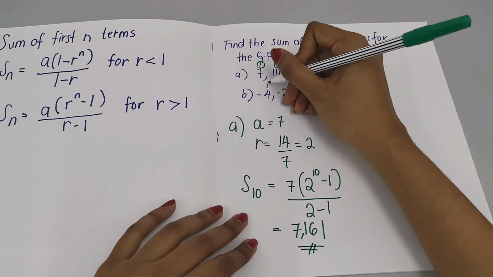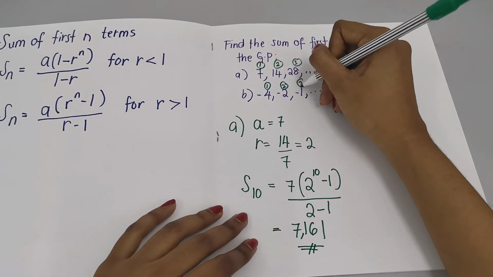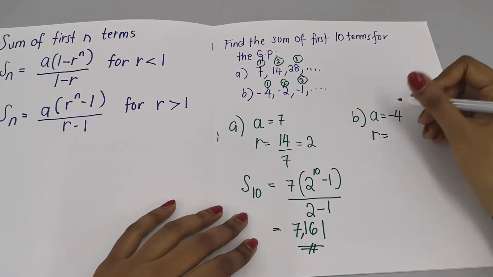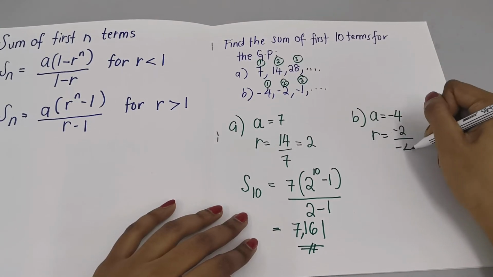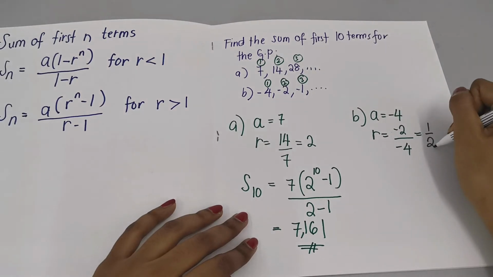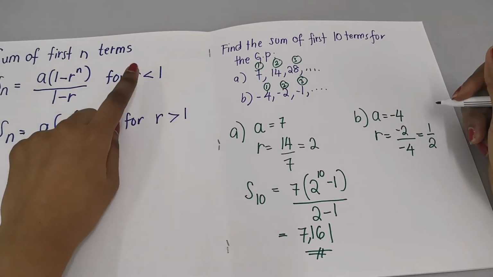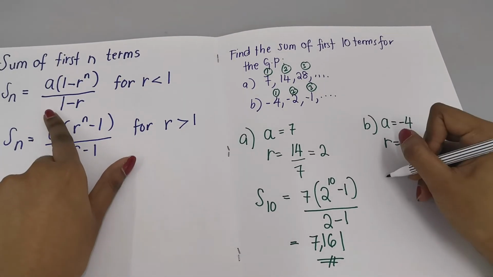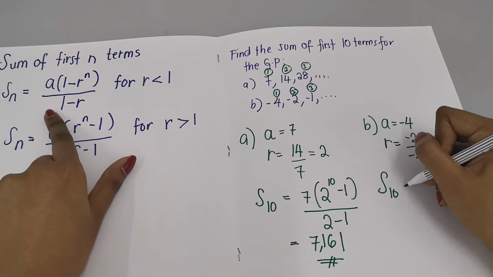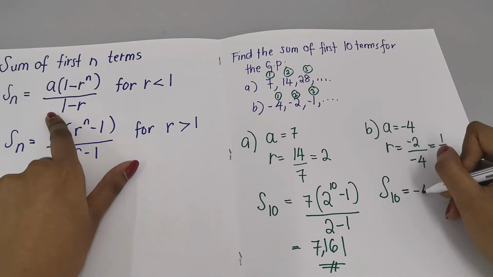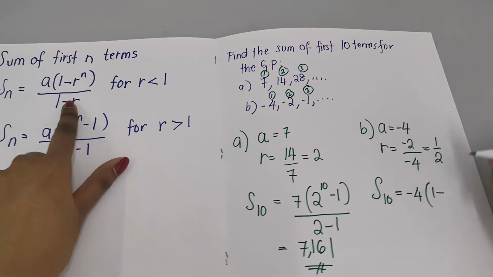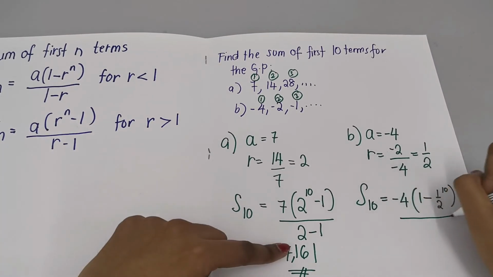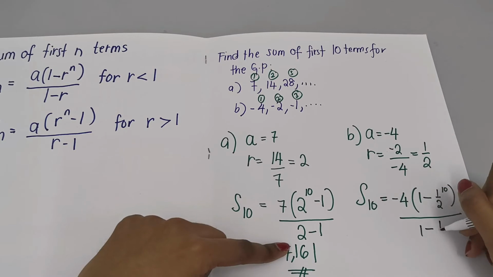We have this as first term, second term and third term. So our A is negative 4. Our common ratio is negative 2 divided by negative 4, which is 1 over 2. 1 over 2 is less than 1. So we are going to use this formula. So it's going to be S10 equals A, which is negative 4, times 1 minus R to the power of 10, with R being 1 over 2, over 1 minus R.